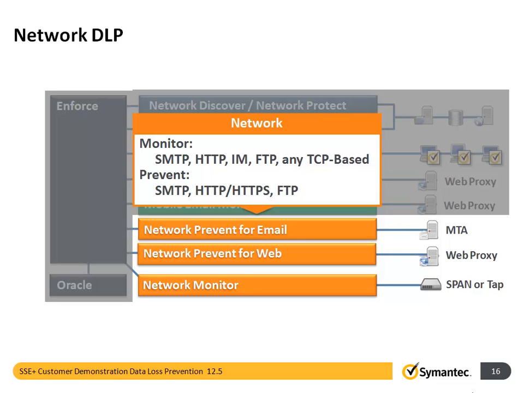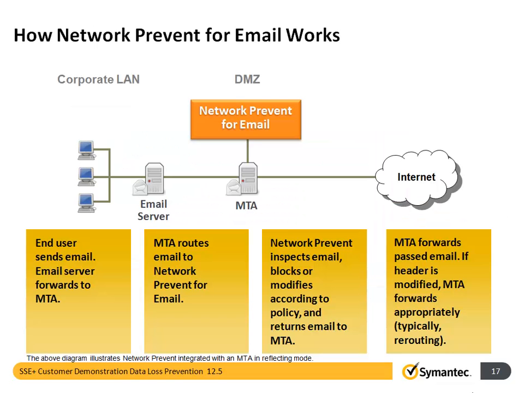And then they also allow you to prevent the transfer of this data via SMTP, HTTP, HTTPS, and FTP. The two prevent products are the ones that actually do the prevention. Network Prevent for email covers SMTP, and Network Prevent for web covers HTTP, HTTPS, and FTP. In this demo environment, we've actually seen Network Prevent for email.